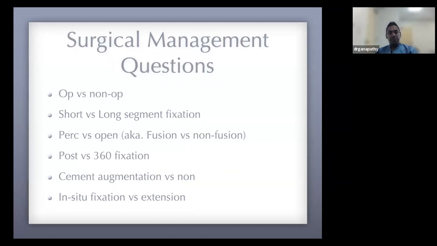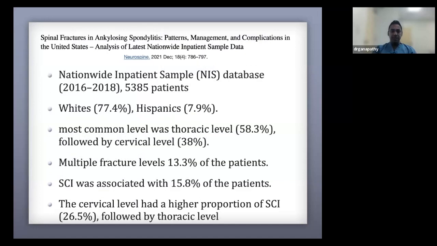Do you fuse it versus non-fusion? Do you do posterior or do you 360? Do you augment with cement or not? And do you do in situ fixation versus using serendipitous extension and trying to help with their chin on chest?